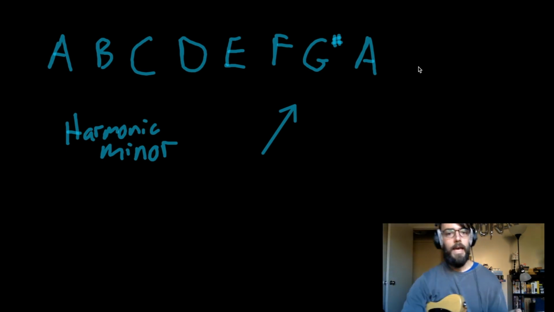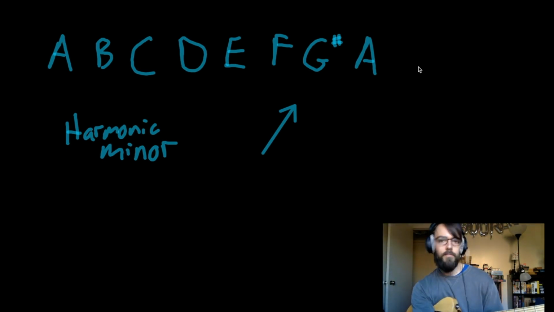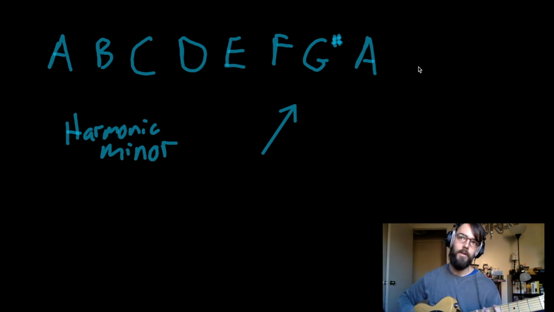So you can hear over the A minor, well, I was just playing regular A minor there, and over the D minor, I was just playing the A natural minor scale. And then once that E7 came around, I changed the G into a G sharp.